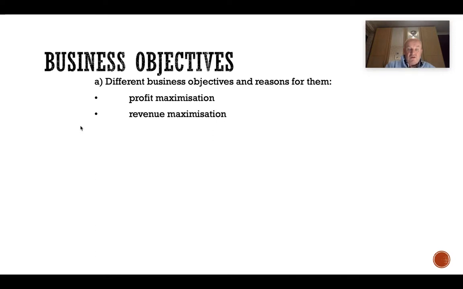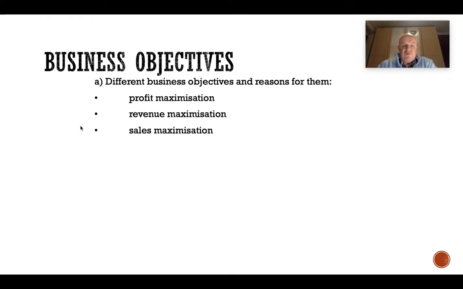On occasions, businesses will actually have revenue maximisation as their overall objective. Thinking about how we calculate revenue, it's basically selling price times quantity sold. So in this instance, if you're revenue maximising, you're trying to sell as much as you can for as much as you can.